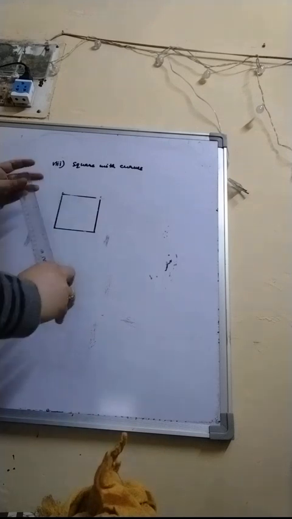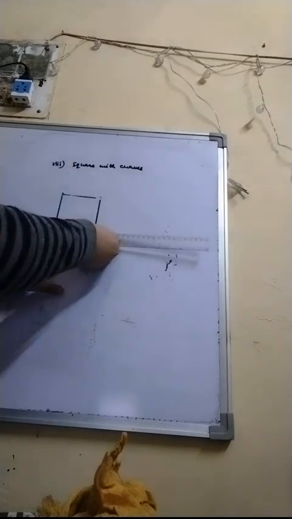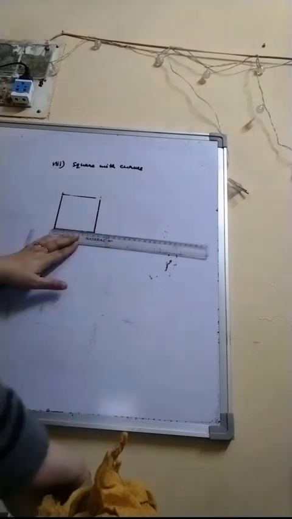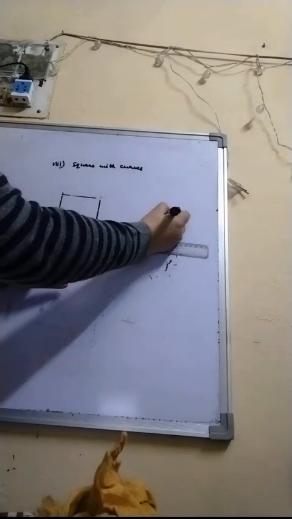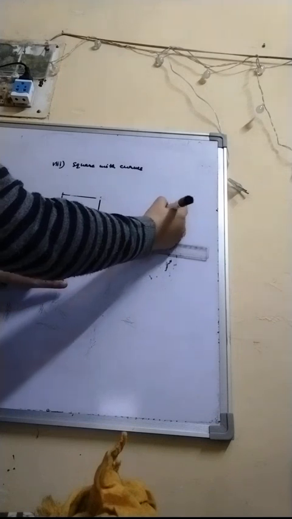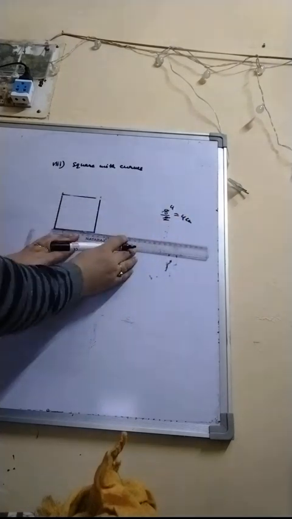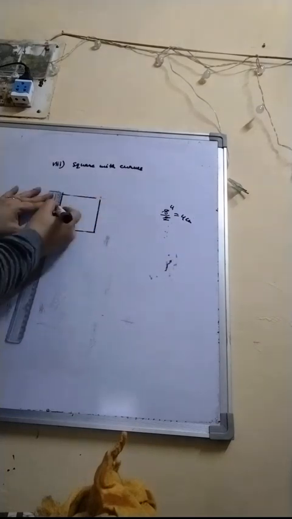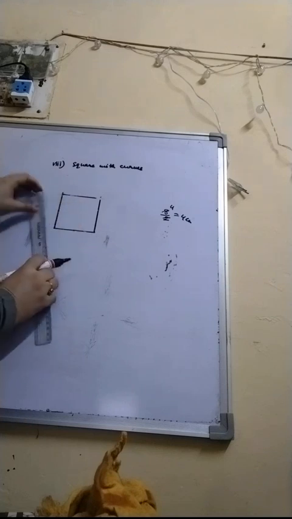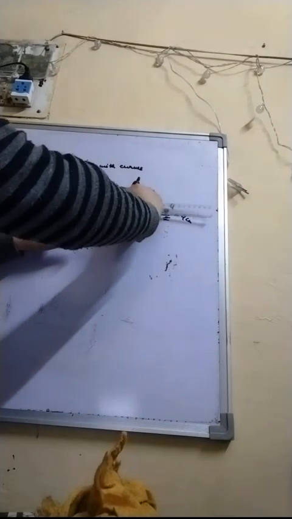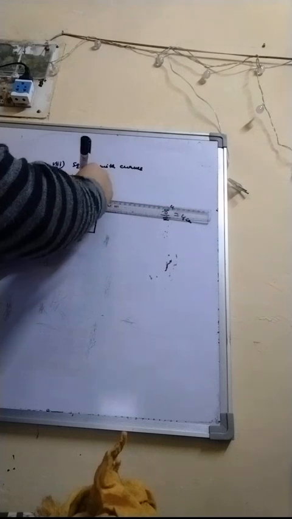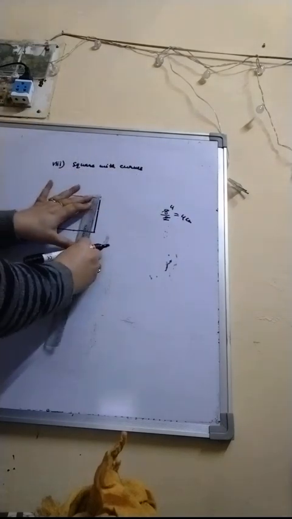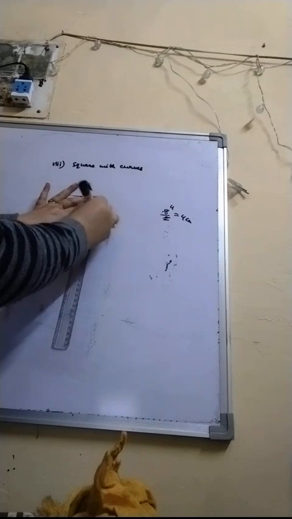Now what we are going to do is, we would find the midpoint of the sides. How do you find the midpoint? 8 divided by 2, you would get 4 centimeter. So at the 4 centimeter, put the dots on all the sides of the square. 4 centimeter here, 4 centimeter here, 4 centimeter here, and 4 centimeter here.